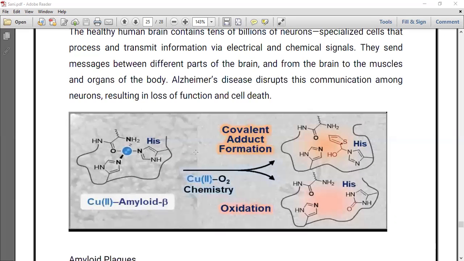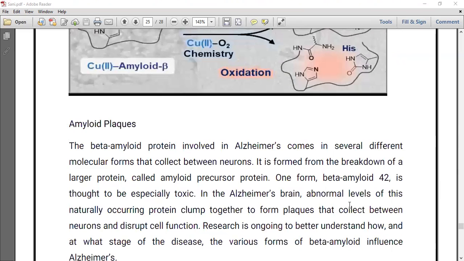It means that these are the structures of our amyloid beta. First one is the covalent bond formation, and the second one is the transformation of an amine group from one, and the other is the ring is destroyed, and it means that cell death occurs.